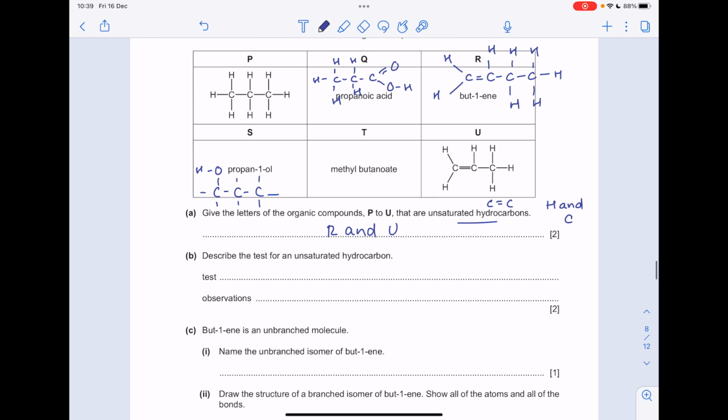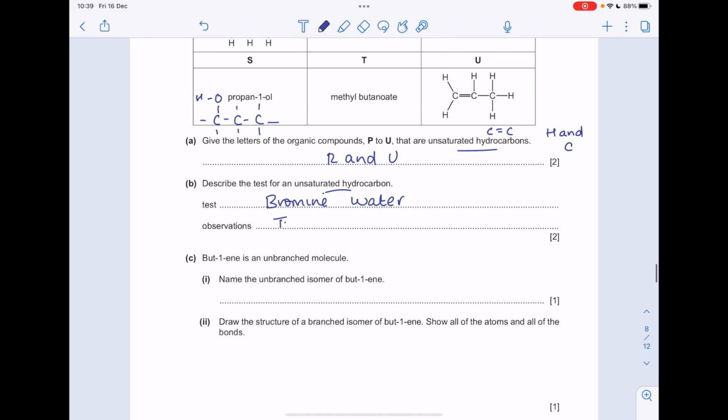Describe the test for an unsaturated hydrocarbon. Remember, you add bromine water to it, and it should turn from orange to colourless. You need that colour change. And that's proving the existence of that C double bond C.